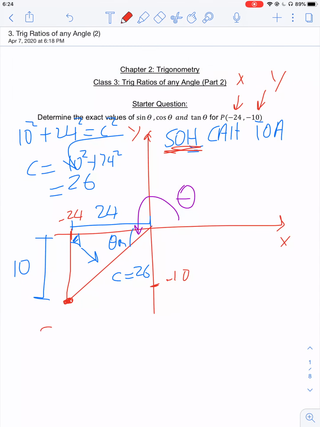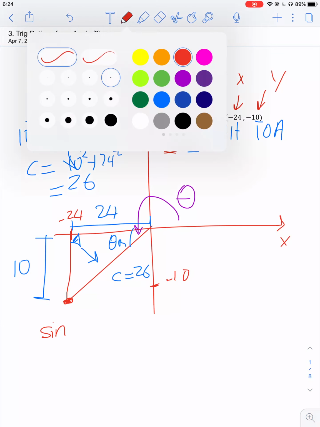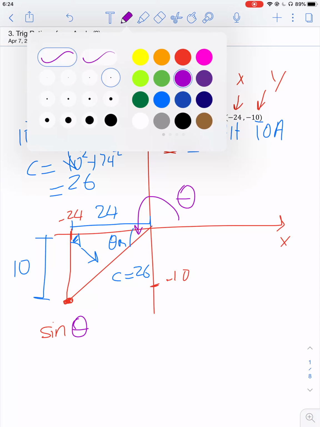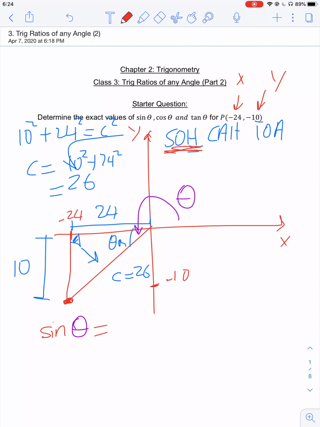So sine, right? Again, I'm going to be consistent with my colors. So I'm actually interested in this data, my standard angle. Sine theta, using SOHCAHTOA, is equal to O for opposite over H for hypotenuse. So the side opposite to my angle is 10, and my hypotenuse is 26.